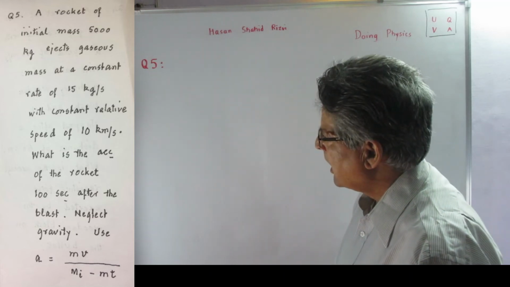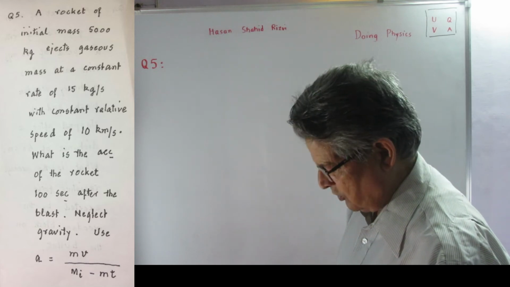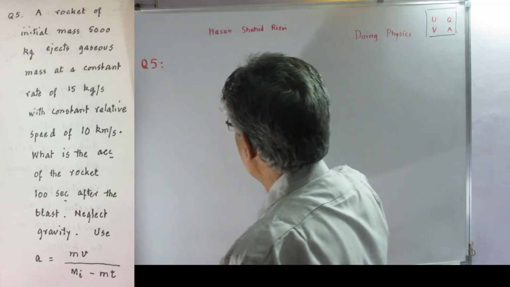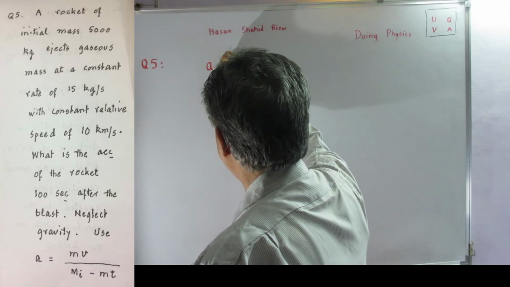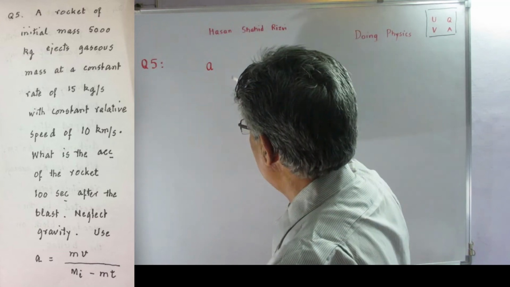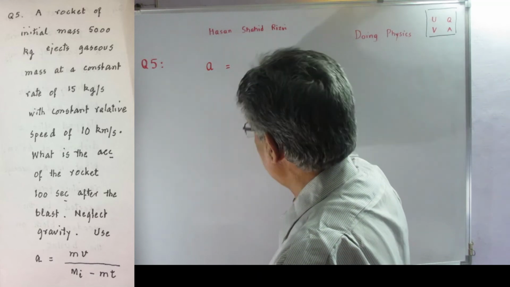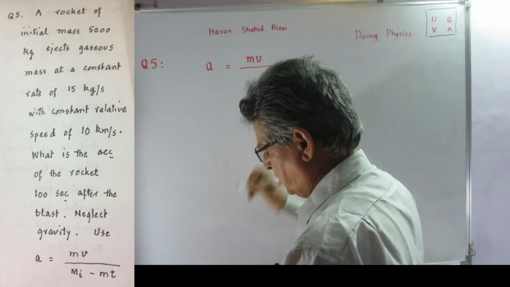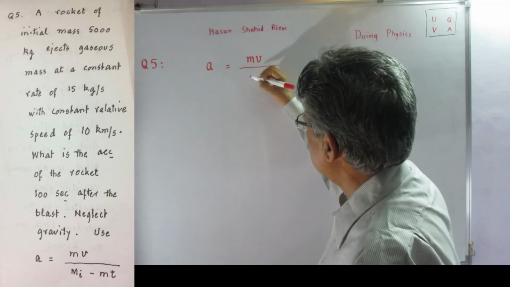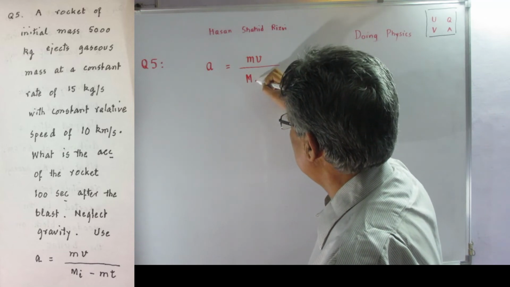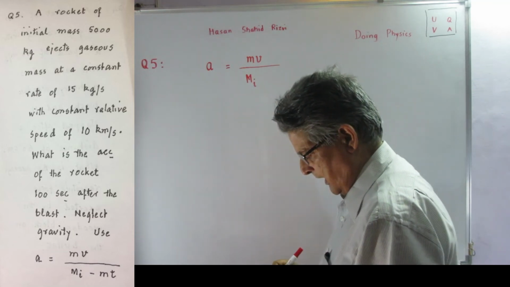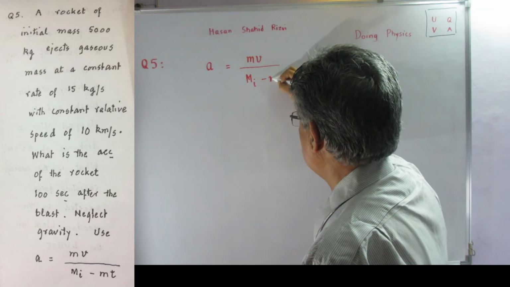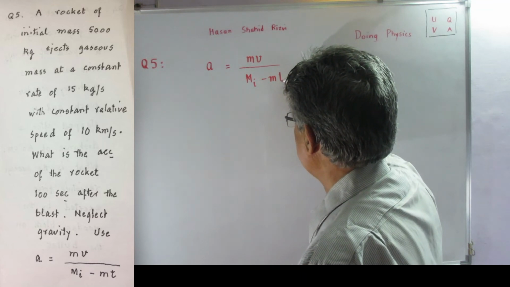So we make up our own data sheet for that. First of all, we have A is equal to the acceleration. I don't suggest that you remember this formula, but it's only a numerical exercise. A is equal to mv, the formula is given, but if you do a couple of questions or some more, then you might even remember what this is. The acceleration is equal to this divided by mi minus mt.